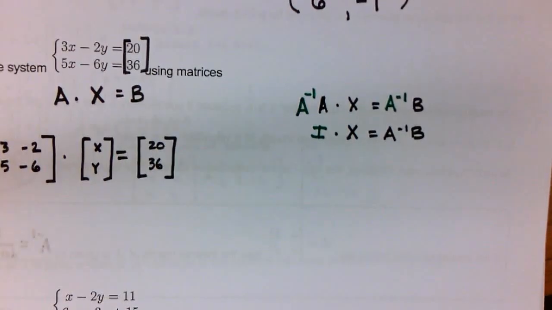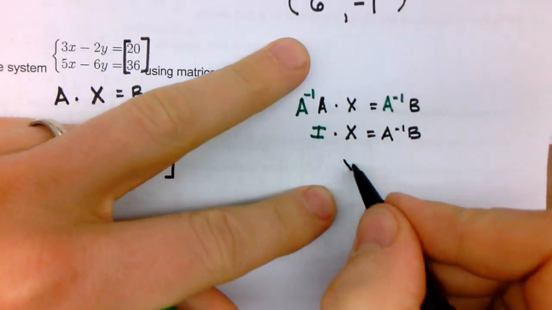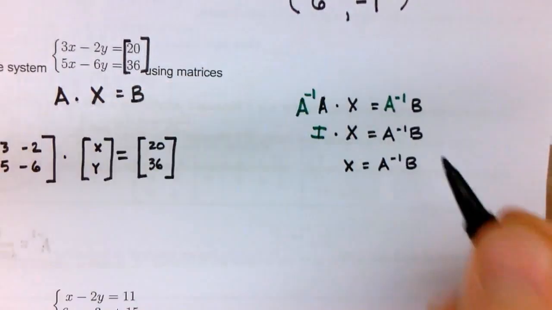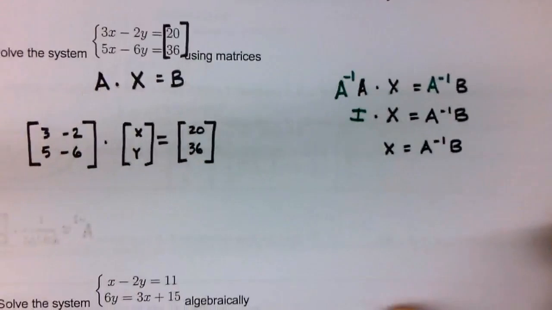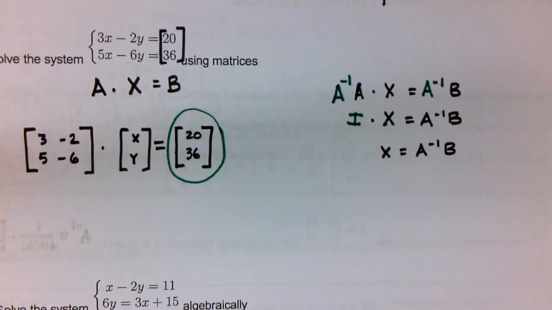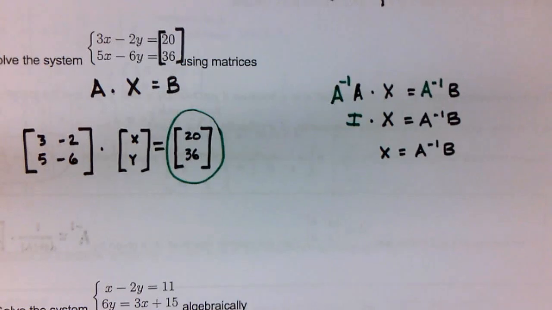You get that, right? I multiplied by anything just gives you that thing back, right? So this side, the I times x, is actually just x. So if we want to know what x is, we take the B matrix, which is right here, and we multiply it by the inverse of the A matrix.